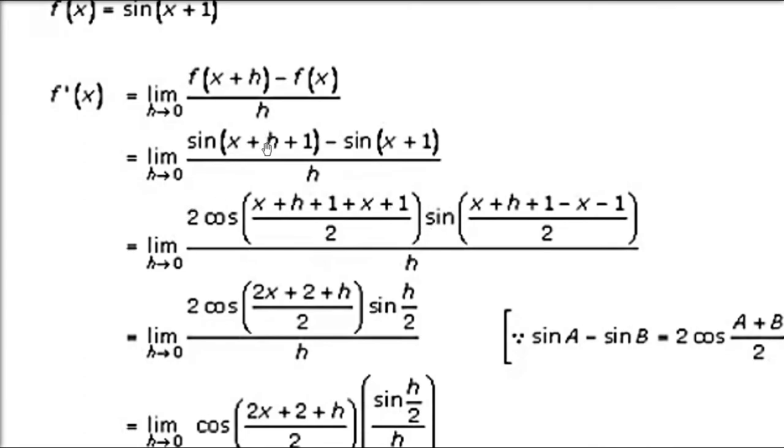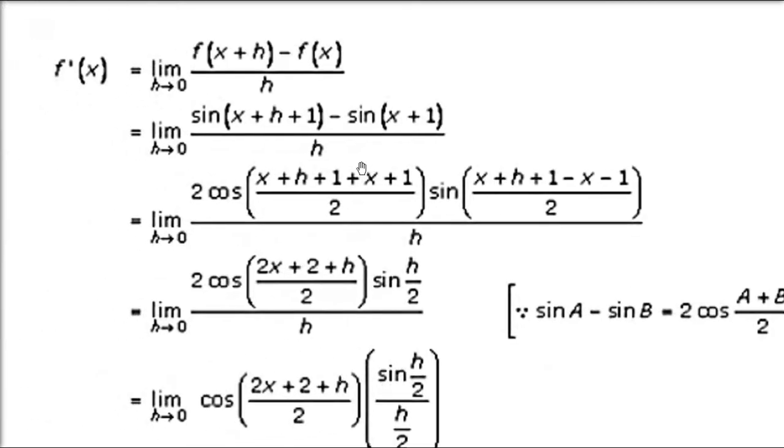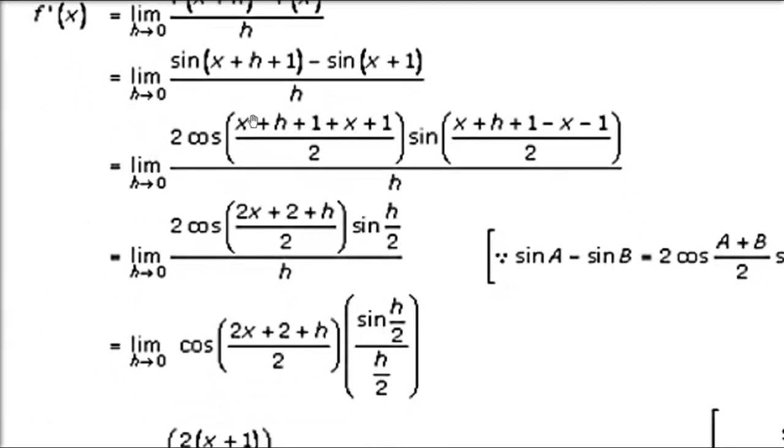So this is 2 cos((A+B)/2). See, the formula is on the lower right. So 2 cos((A+B)/2) sin((A-B)/2). That is 2 cos(((x+h+1)+(x+1))/2) and sin(((x+h+1)-(x+1))/2).